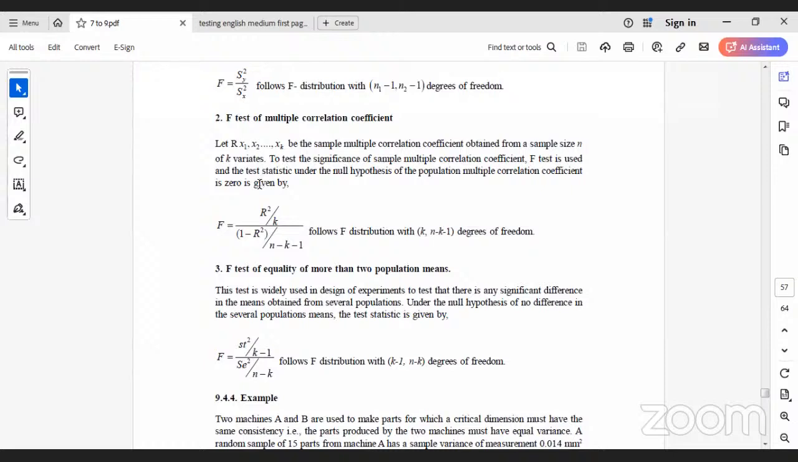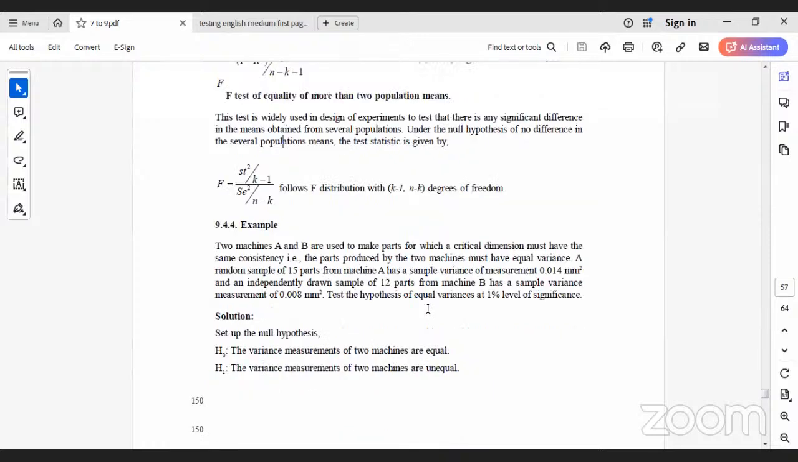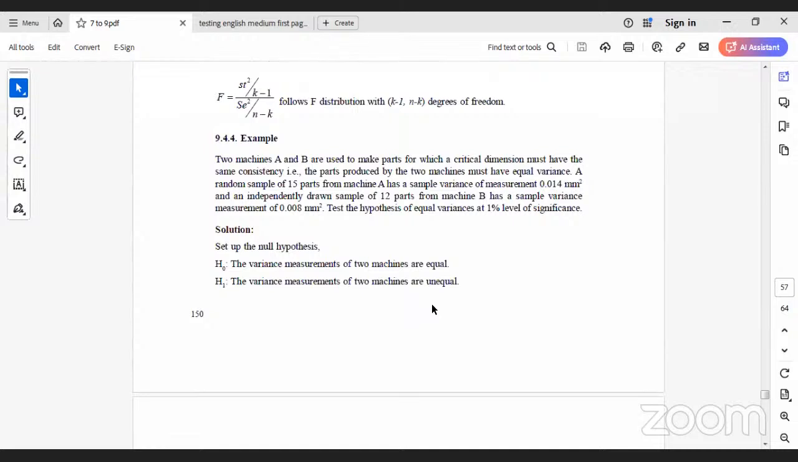F test of equality for more than two population means. The test is widely used in design of experiments. The test checks for any significant difference in the means obtained from the several populations. Under the null hypothesis that there is no difference among the several population means, the test statistic is given by St square by k minus 1 divided by Se square by n minus k, which follows the F distribution with k minus 1, n minus k degrees of freedom. So set up the null hypothesis. The problem we are taking here.